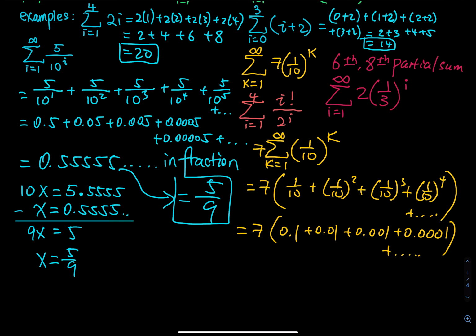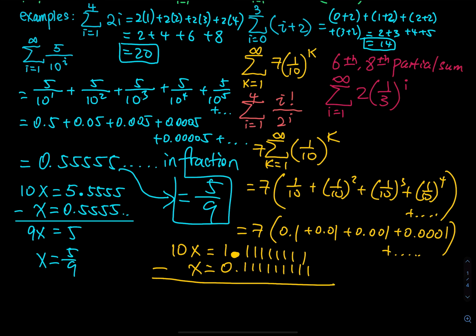So this one, let's not talk about the 7. We are going to get x equals 0.11111, right? Many ones. I am going to multiply both sides by 10. So now, after this decimal, the numbers keep repeating. And then you subtract these two equations. You have 9x equals 1. So therefore, x equals 1 over 9.